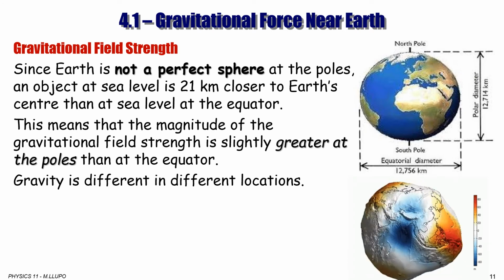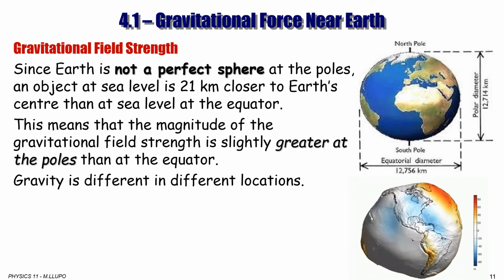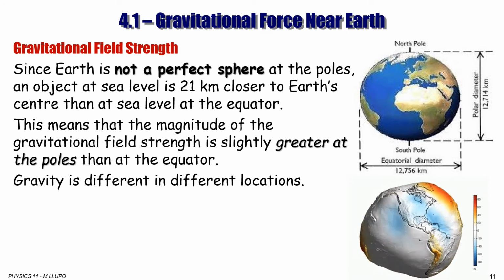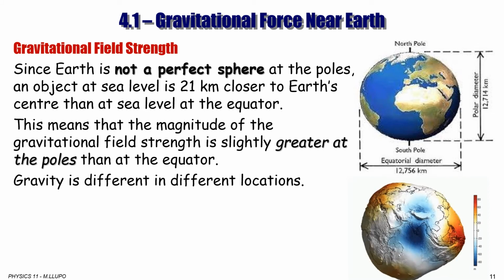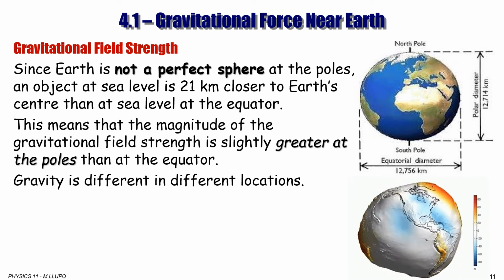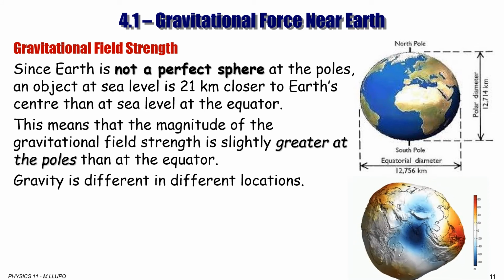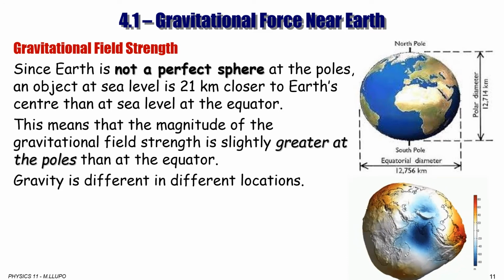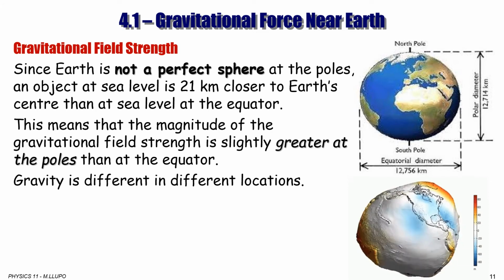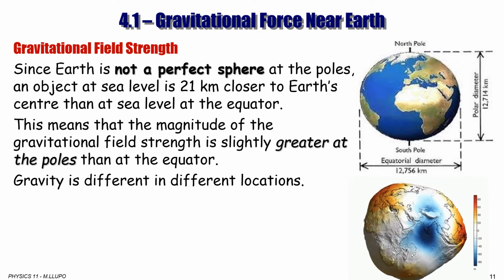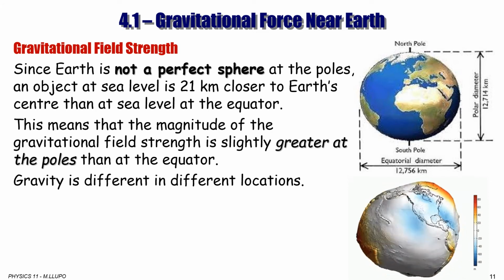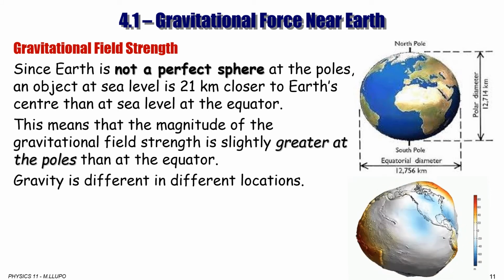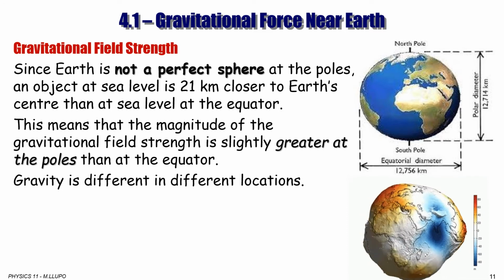The diagrams on the right are Earth with water and Earth without water. As you see, Earth is not even close to a perfect sphere. It's not a perfect sphere. So as a result, in many different locations, the gravitational field strength has to be different because it's a different distance from the center of the Earth.